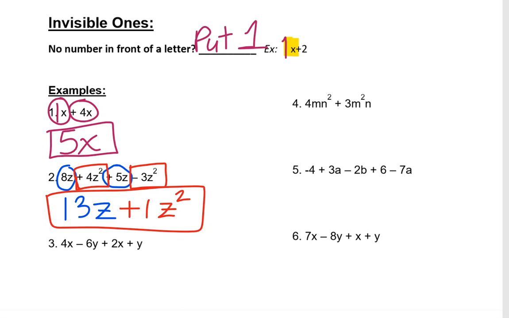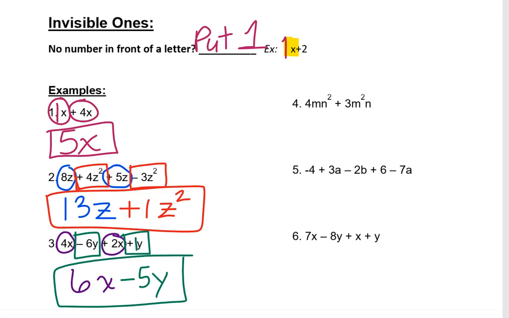Next problem. My first term is a 4x. I can combine that with this plus 2x. So 4x plus 2x gives me 6x. My next term is a negative 6y. I can combine that with plus y. Now notice there's no coefficient there, there's no number, so I put a 1. Negative 6y plus 1y gives me negative 5y. My final expression is 6x minus 5y.